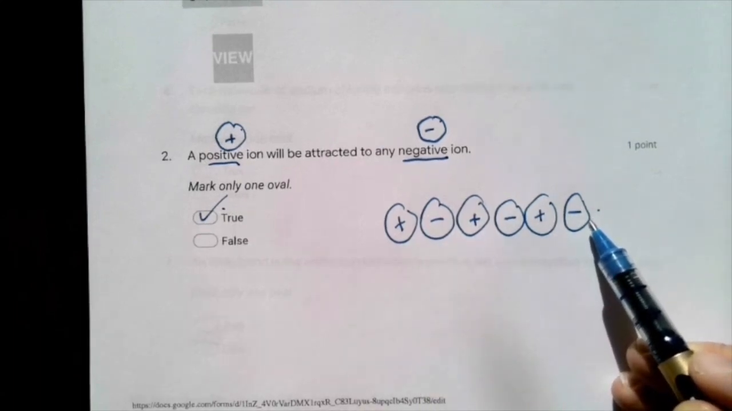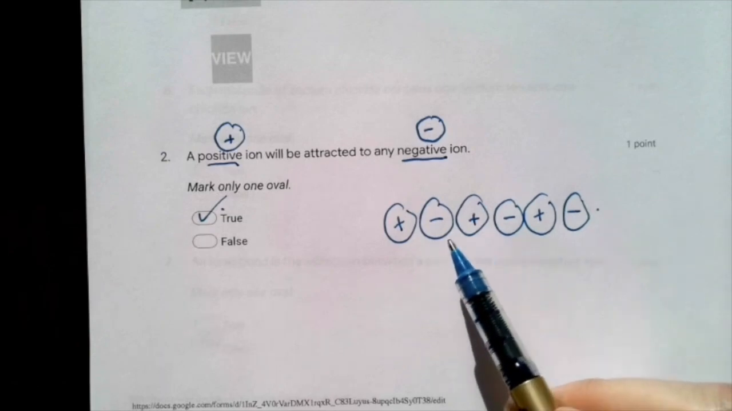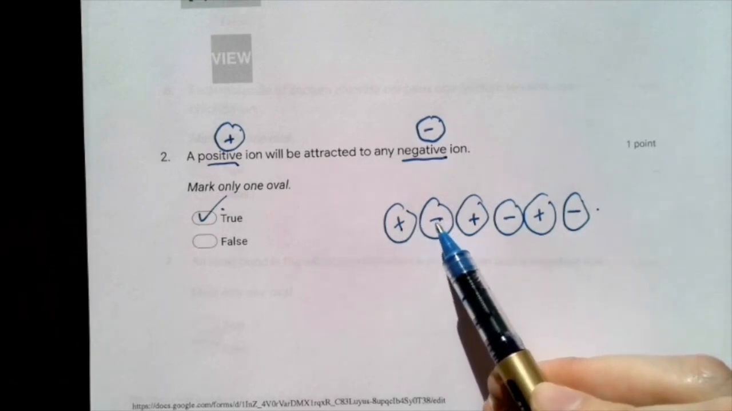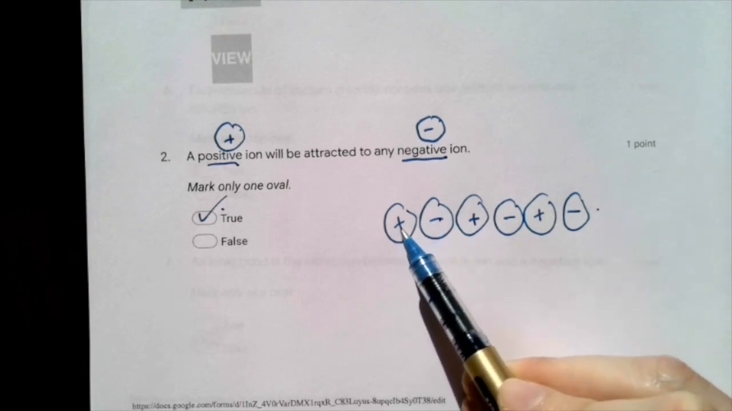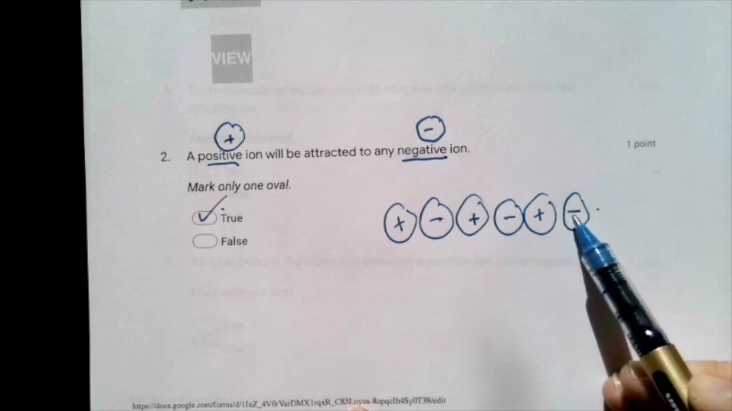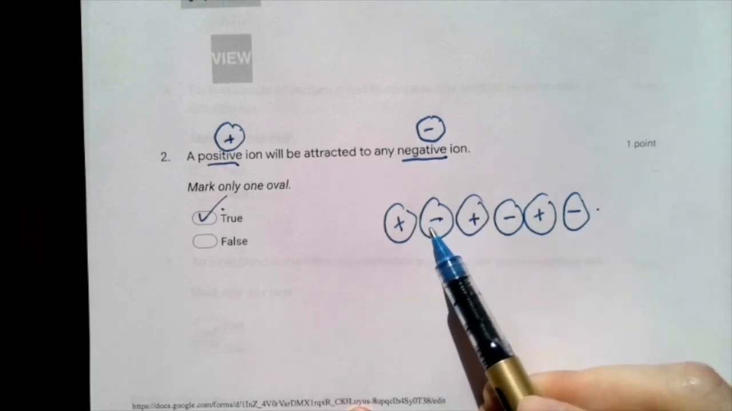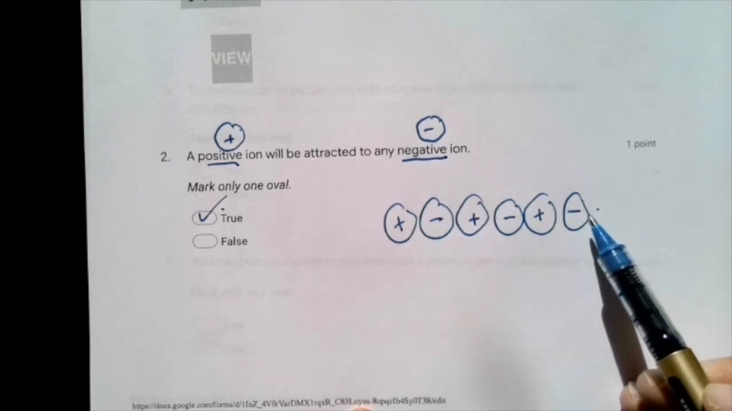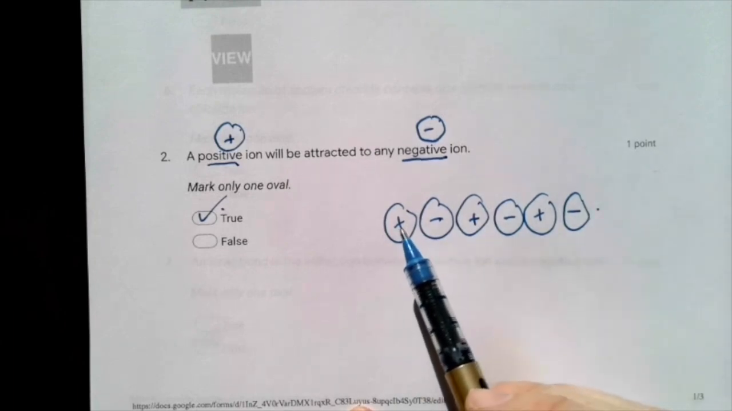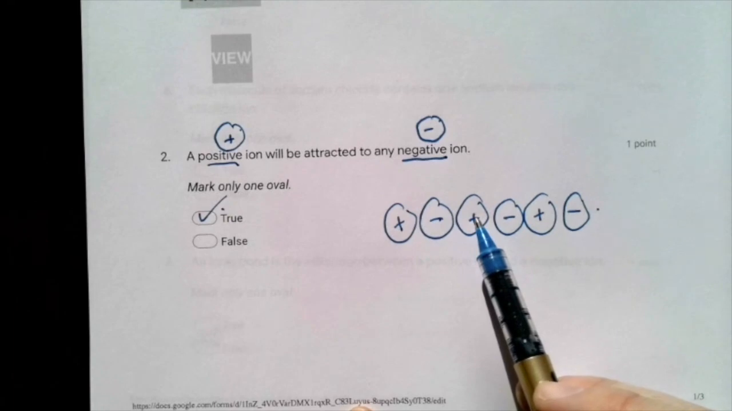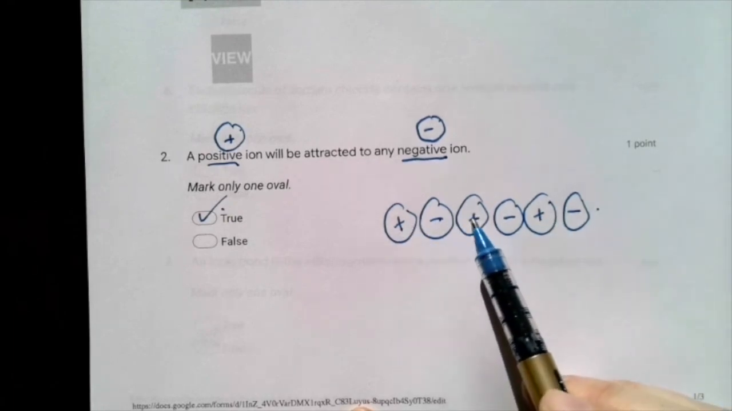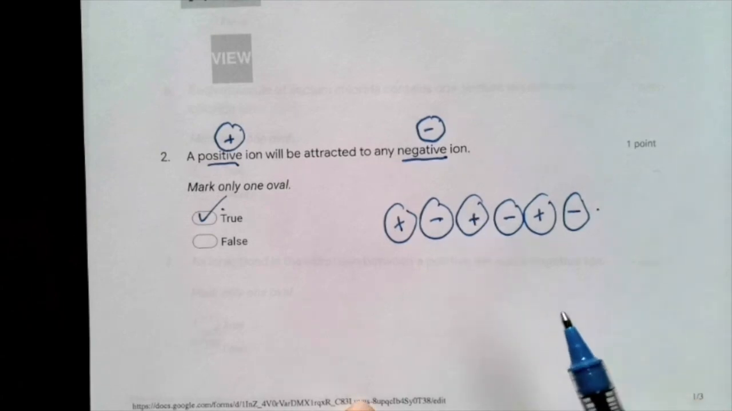The thing is, though, the strength of the attraction depends on the distance. So this positive ion and this negative ion are next to each other, so the attraction between those two is going to be very strong. This positive ion and this negative ion are far apart, and there's lots of stuff in between, so the attraction is going to be weak. The same with like charges. So this one and this one will repel, and this one will repel, but this one and this one repel more because they're closer together.